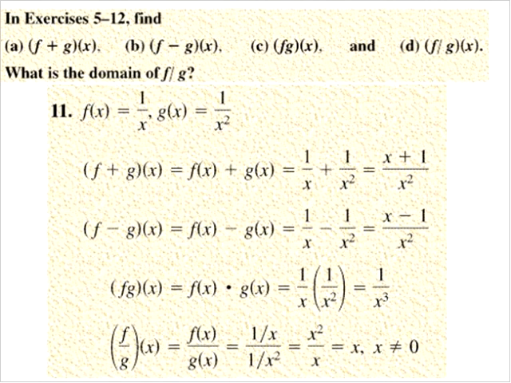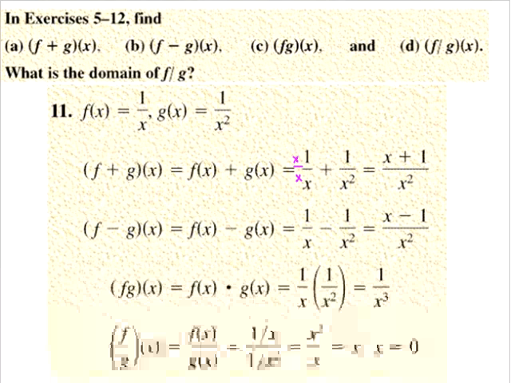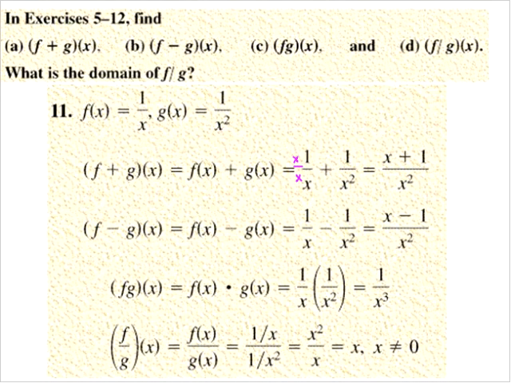So here we have f of x plus g of x. So 1 over x plus 1 over x squared. We do need a common denominator, so we need to multiply that first fraction by x over x. That way we get the x squared in the denominator. Then we can add the numerator. Well, x times 1 is just x. We get x plus 1 there. And we have that x squared in the denominator.